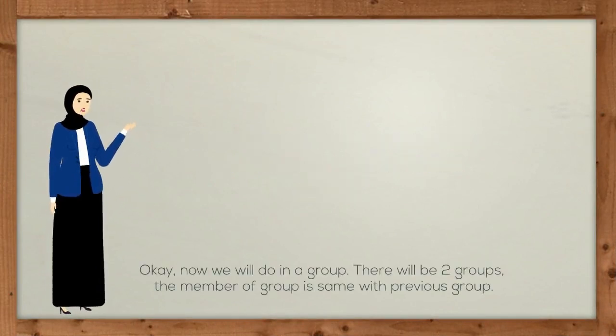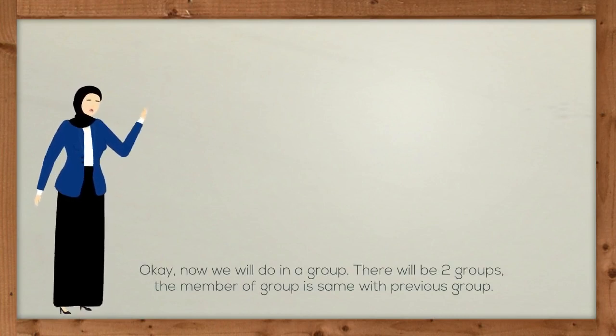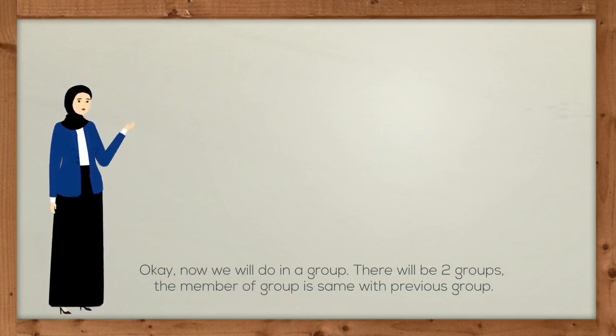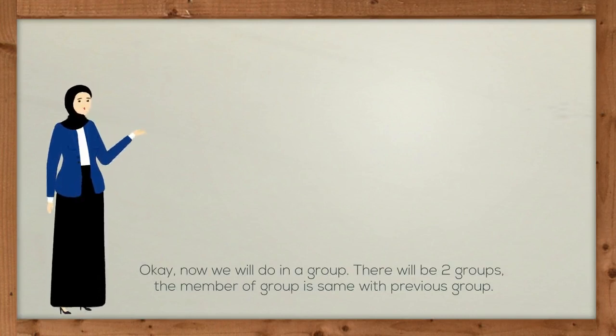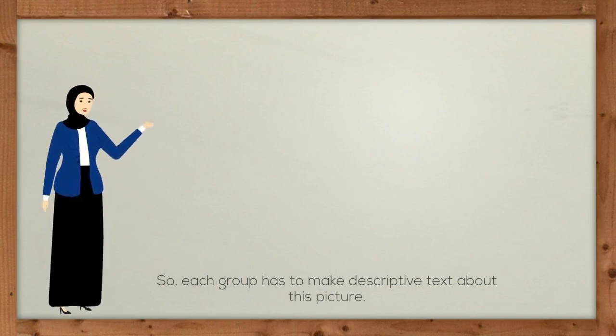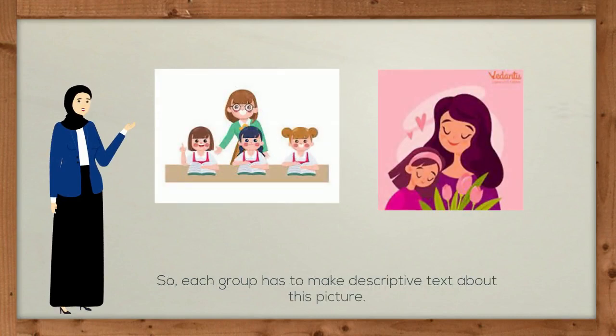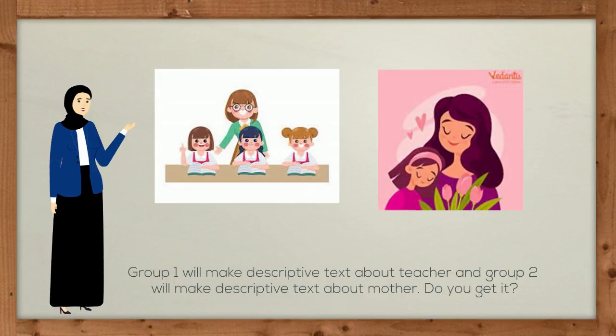Okay, now we will work in groups. There will be two groups. The members of each group are the same as the previous group. Each group has to make a descriptive text about these pictures. Group 1 will make a descriptive text about a teacher, and group 2 will make a descriptive text about a mother. Do you get it?